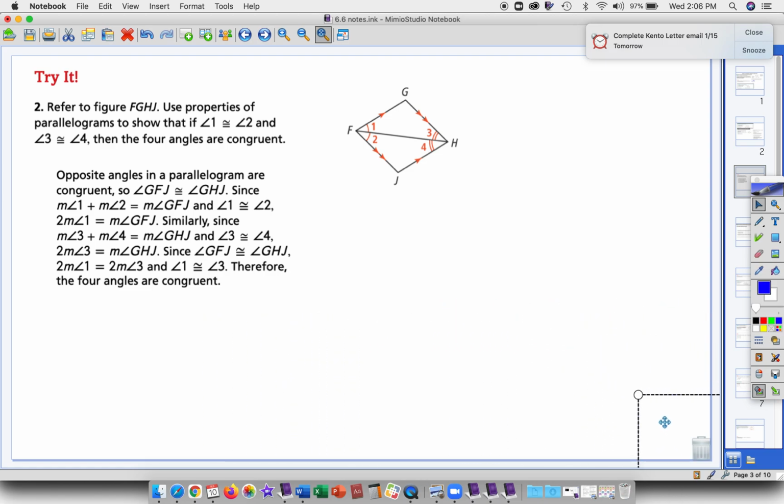Okay, so again, you can read through my solution. Let me know if you have any questions about it when we're in class. And if so, we'll go through it together.